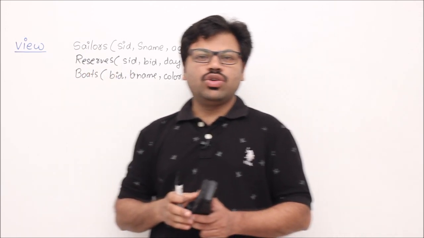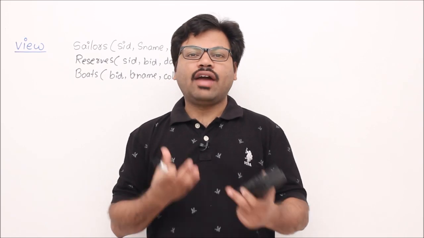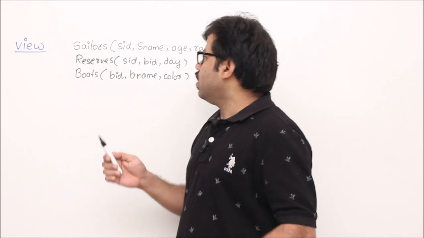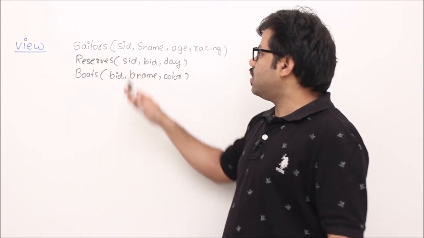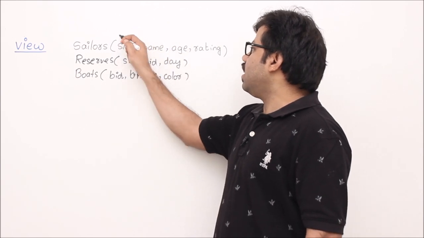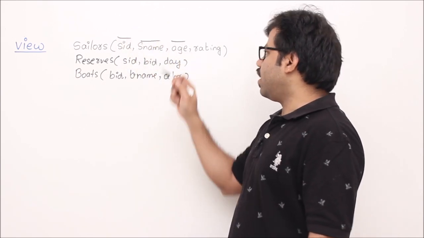But sometimes you don't want to store the tables permanently because that's a waste of space. But you want to have them as virtual tables. That means you want to see them. Example, in the sailors table, this subpart like sailor ID, sailor name, age. These three columns I want to see regularly.